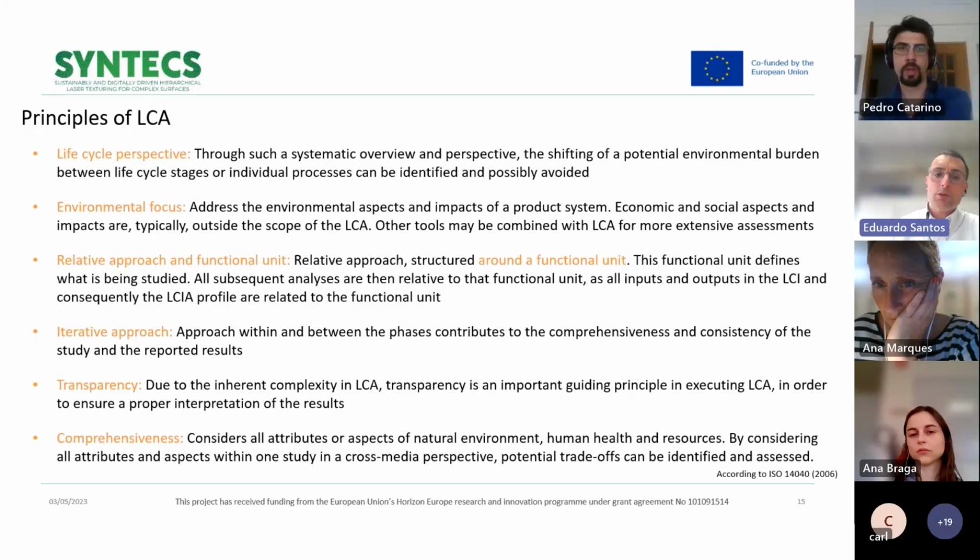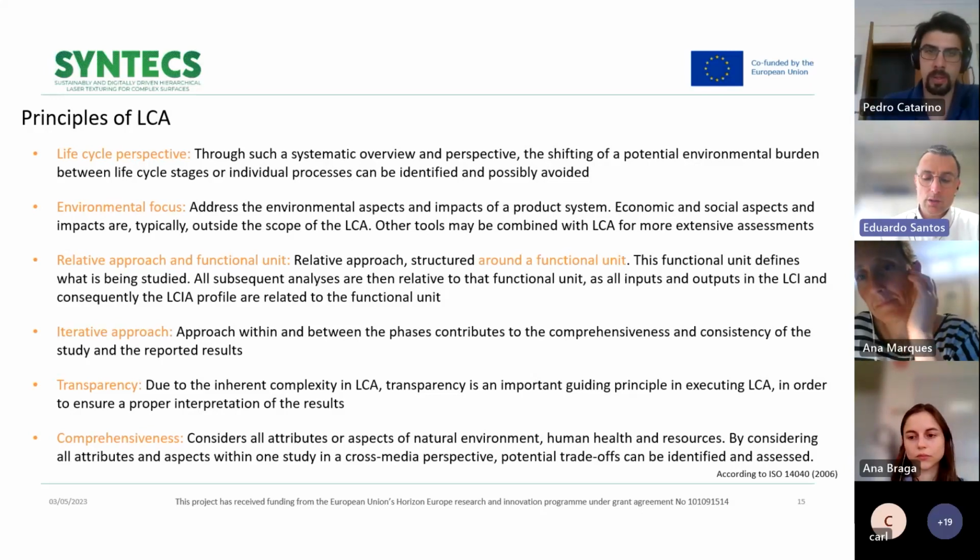It also has to be transparent. So it's usually a highly complex methodology with a lot of data, a lot of information, and it's important that it is transparent so that the results don't just fall out of the sky, and that anyone can just go back and check where the results are coming from.